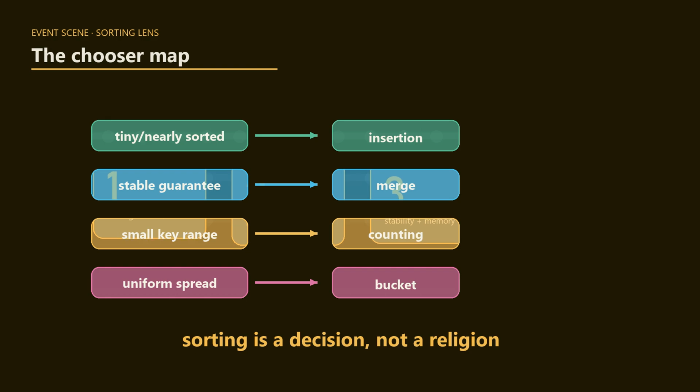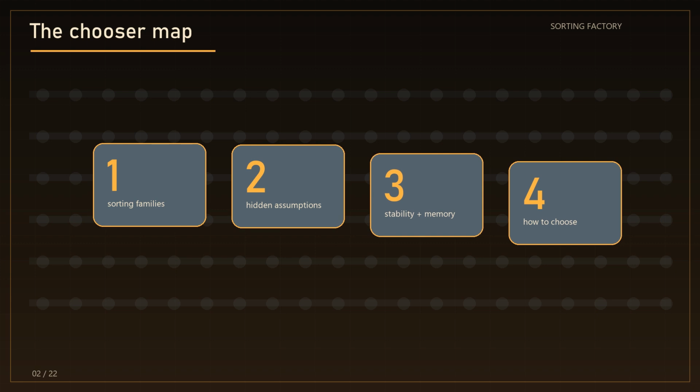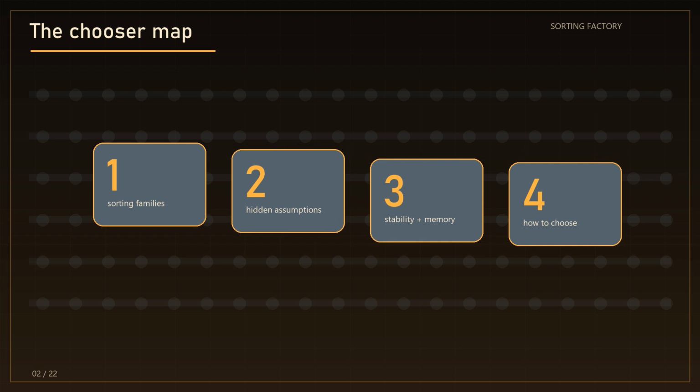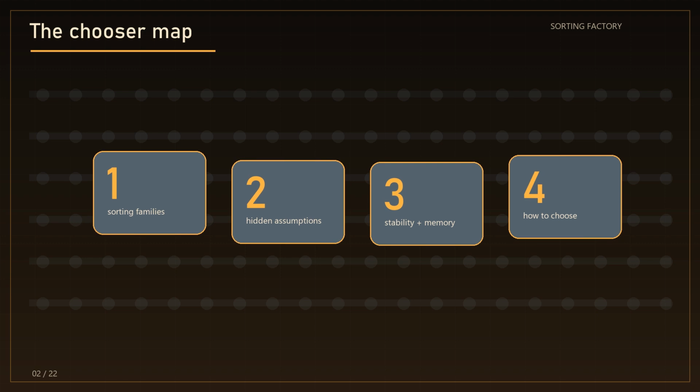In this video, we will build a sorting map. You will learn the big families: insertion, merge, heap, quick, counting, radix, and bucket sort. More importantly, you will learn the assumptions each one makes, because sorting is not about memorizing names. It is about choosing the right machine for the material.